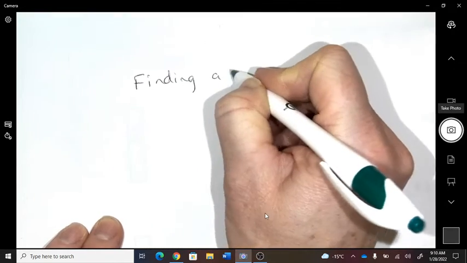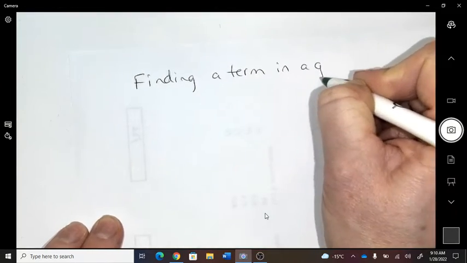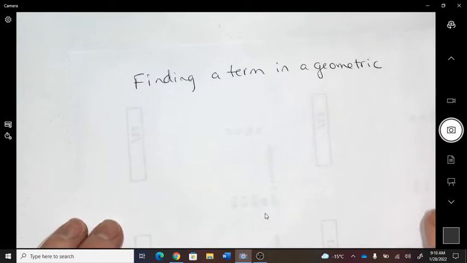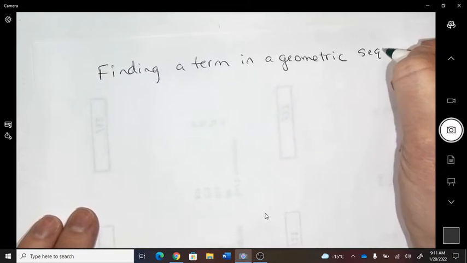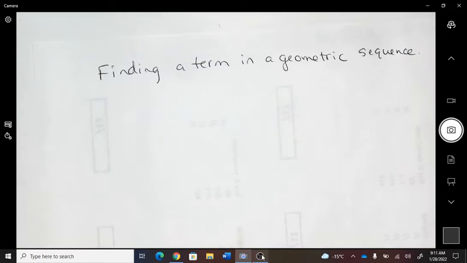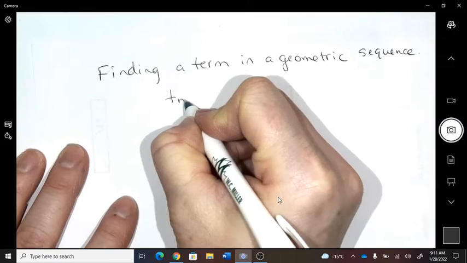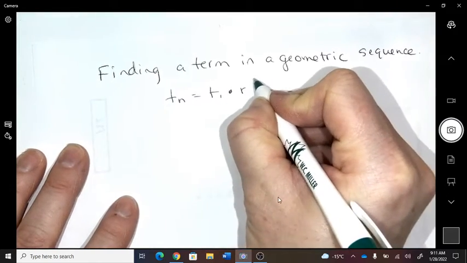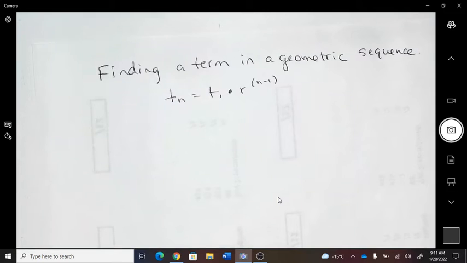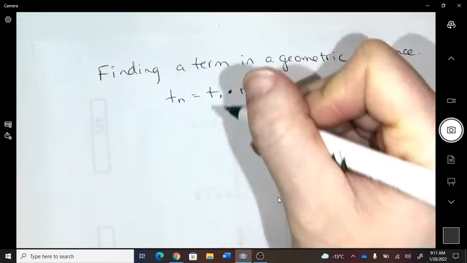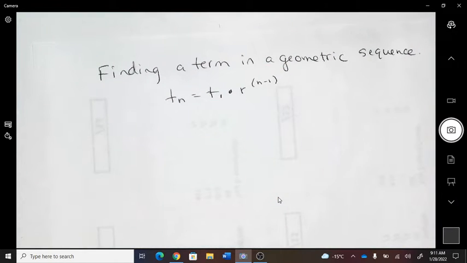Okay, finding a term in a geometric sequence. Okay, so there's the formula. Most of the things are representing the same, except for instead of having a D, this one has an R.